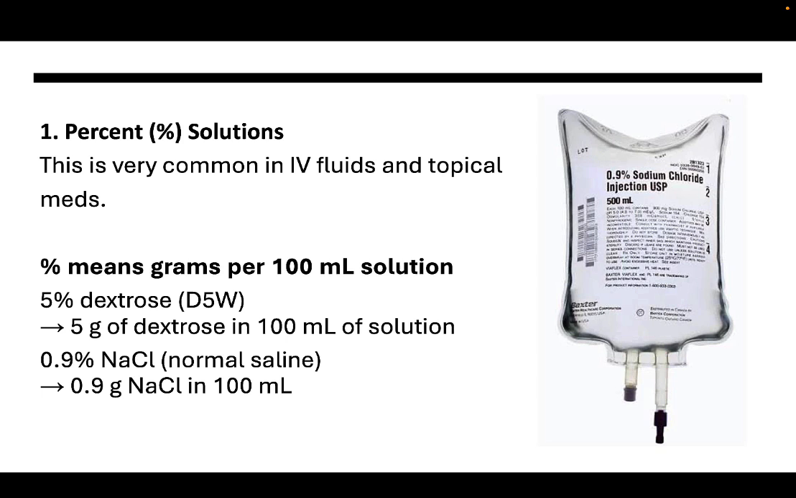But again, this percent refers to grams per 100 mils, and if we look at 5% dextrose, D5W, this is 5 grams of dextrose per 100 mils of solution. 0.9% NaCl, normal saline, is 0.9 grams per 100 mils. It refers to 100 mils of solution because 100 mils of solution has a mass of about 100 grams.